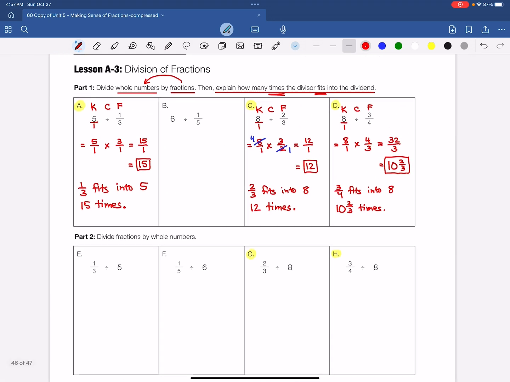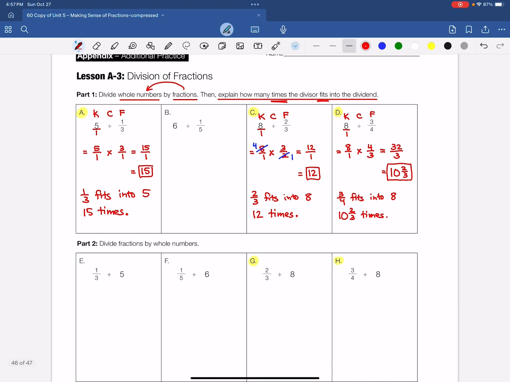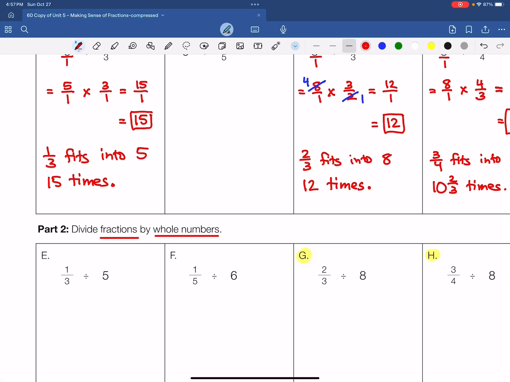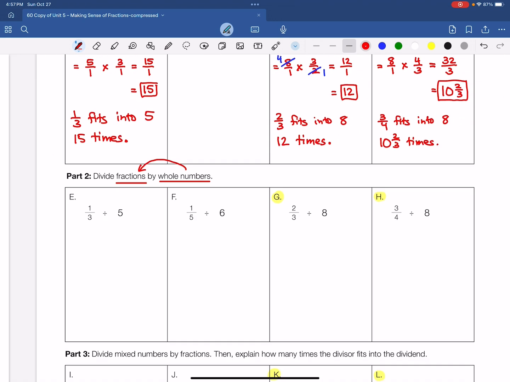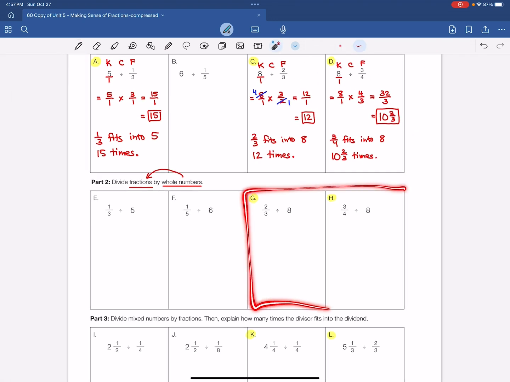Next, part 2. It says to divide fractions by whole numbers. Underline fractions, underline whole numbers. So these are different from the types of problems in part 1. In part 1, we needed to see how many times the fraction fits into the whole number. Here, we need to see how many times the whole number fits into the fraction. Go ahead and draw an arrow. So we'll do 2 problems together, letter G and H, starting with letter G.